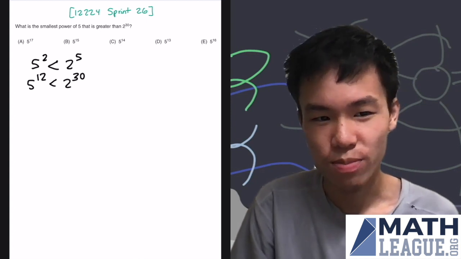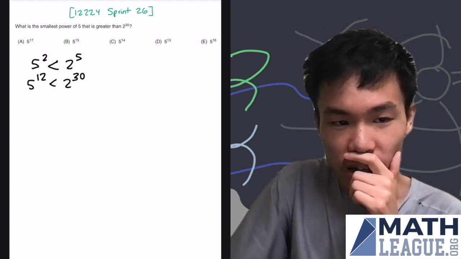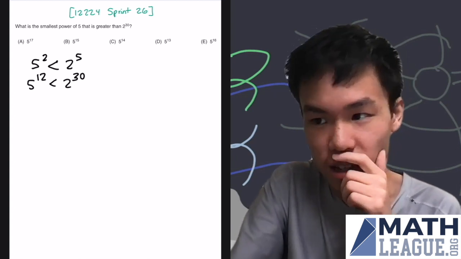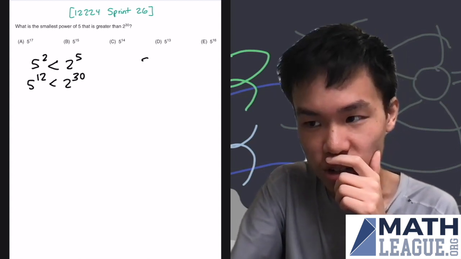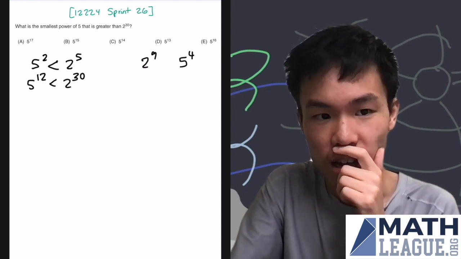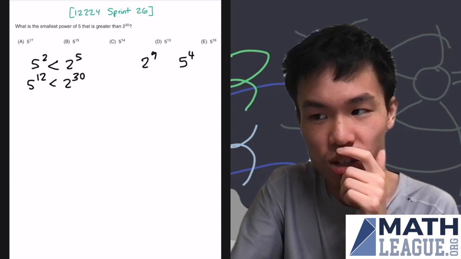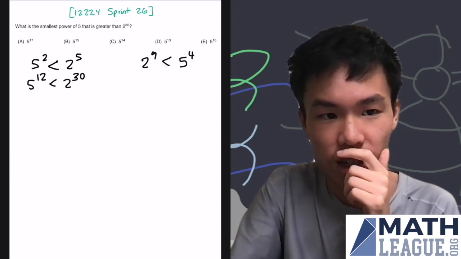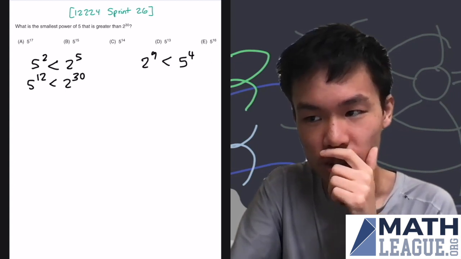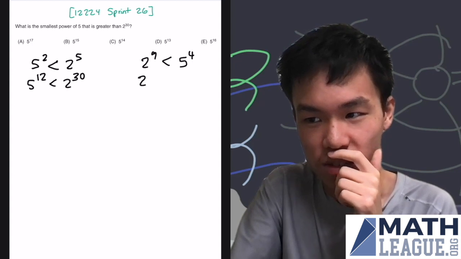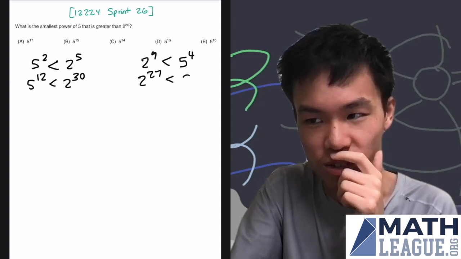So what's the next best thing? Okay, I did some more experimenting and found that 2 to the power of 9 is 512. 5 to the power of 4 is 625. And so 512 is less than 625. And so I can raise it to the third power to get 2 to the 27 is less than 5 to the power of 12.